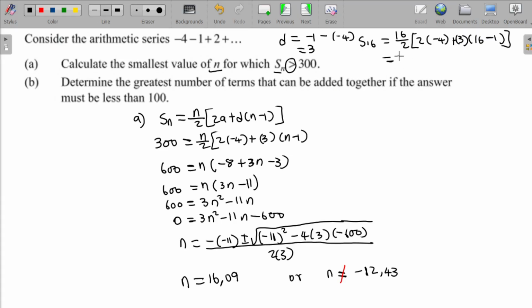I'm getting an answer of 296. Now, let me ask you, is this sum greater than 300? No, obviously, 16 is out. Now let's go to what?